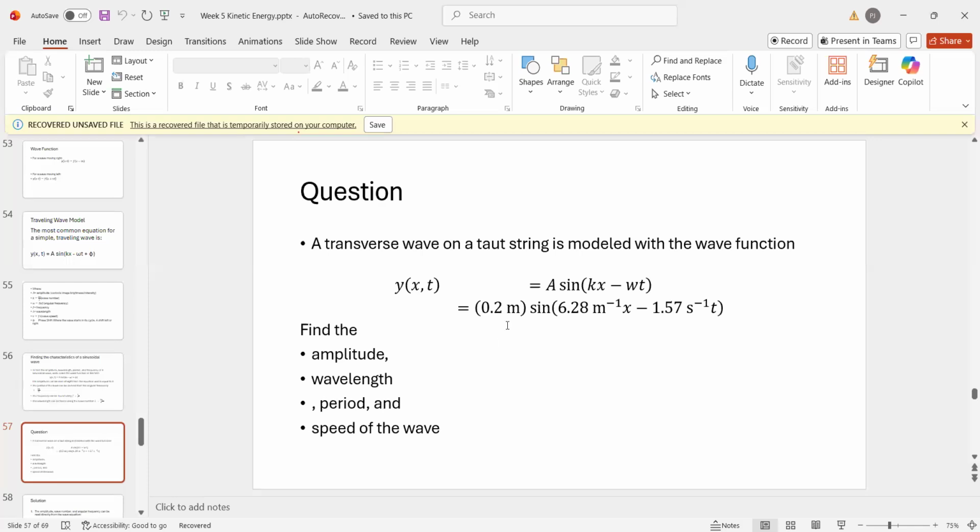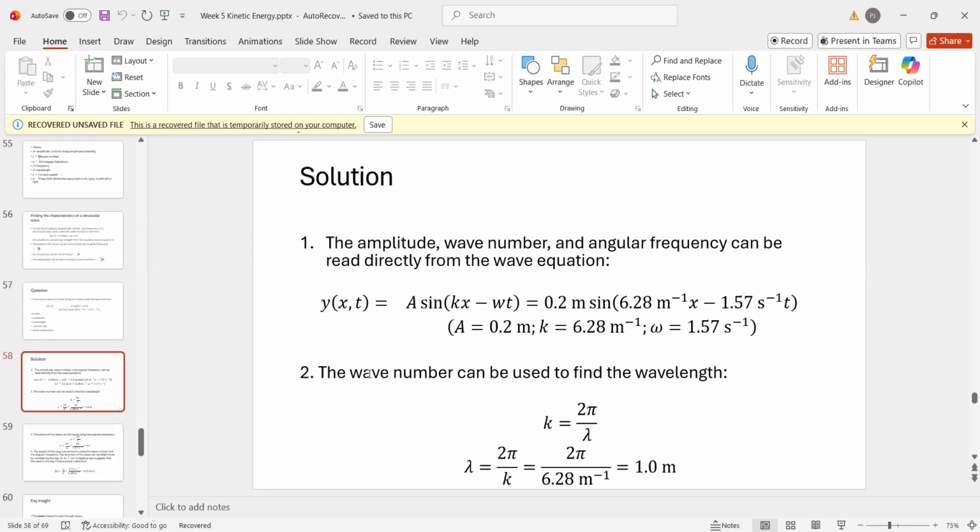Straightforward, the amplitude will be this when you compare the two equations. The amplitude from the question will be A, and the wave number, when you compare the equation, will be 6.28. And the omega from here should be 1.57. So you get these directly from the question by comparing to the original equation.